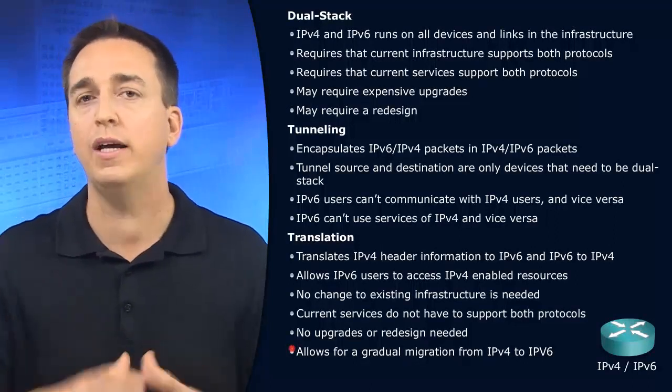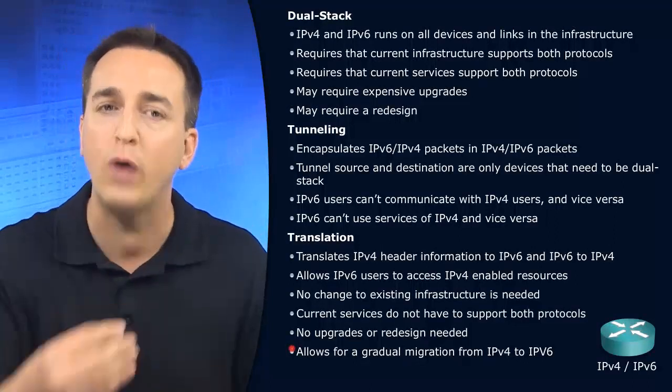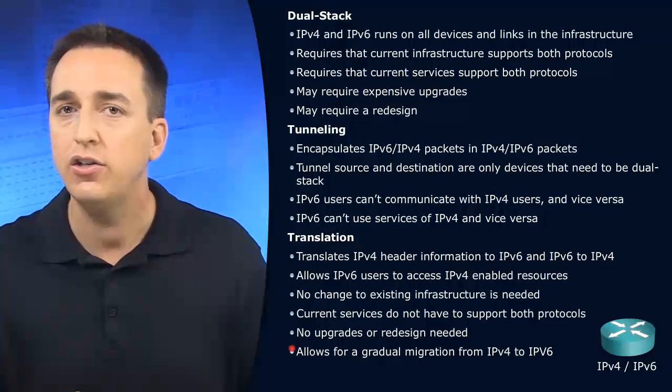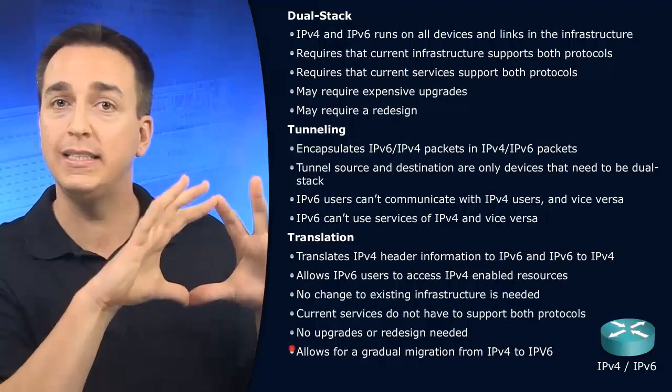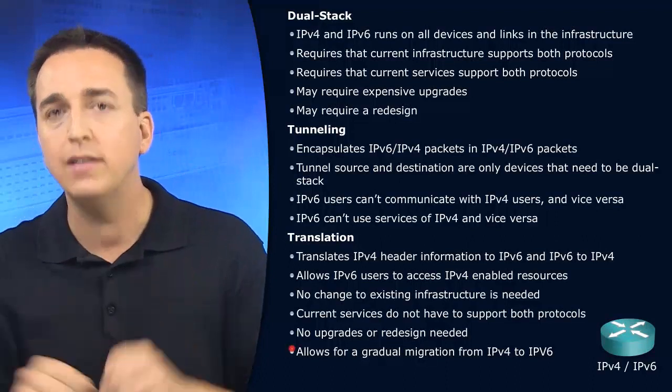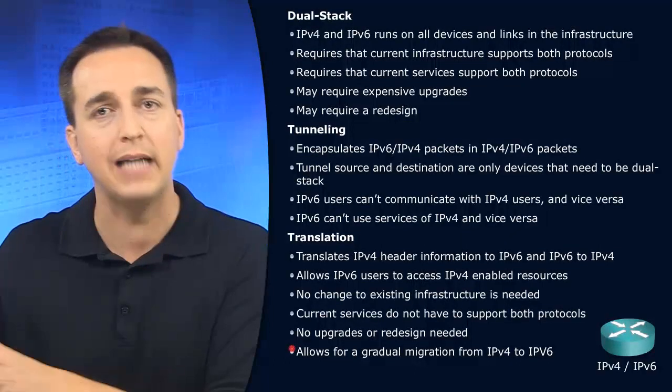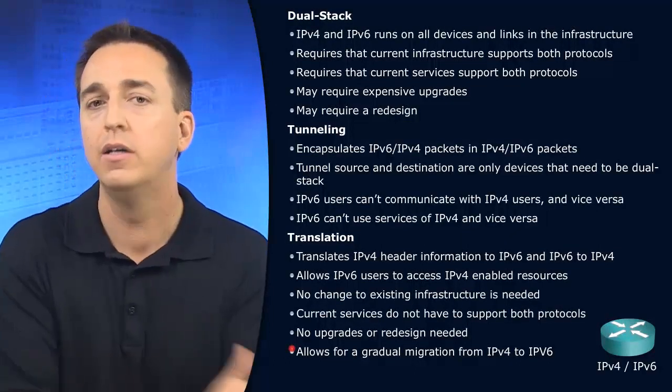But here, with the translation, we can have that gradual, slow migration. So we set up a little pocket of IPv6. We have a router translating those IPv6 to IPv4 packets to access resources and translate them back when they return.